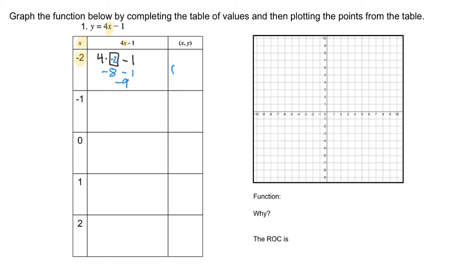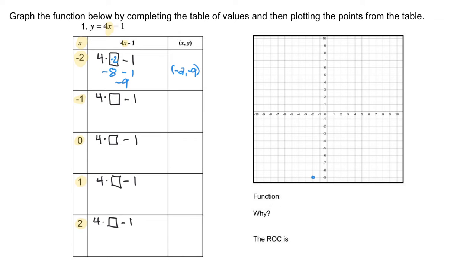We can write that as an ordered pair here. And I would like you to do that, negative 2, negative 9. And we can plot that point right now if we want to. So negative 2, negative 9 is down here. And that is our first point that we plotted. We're going to now take a look at the rest of the table.